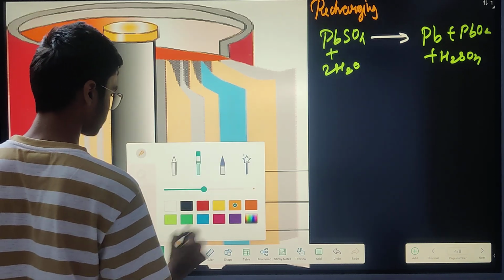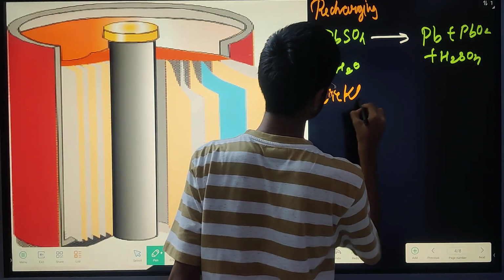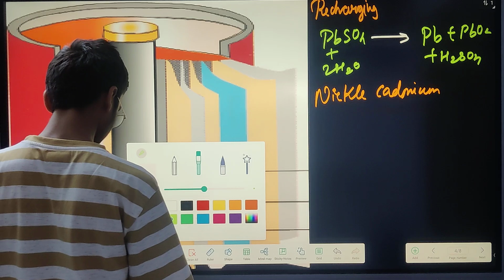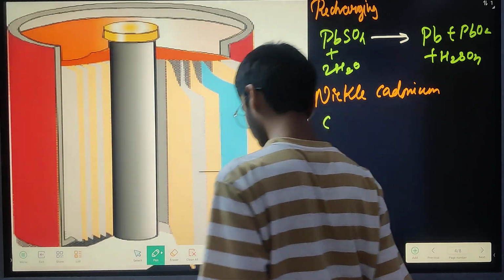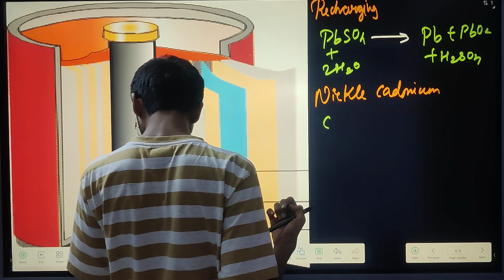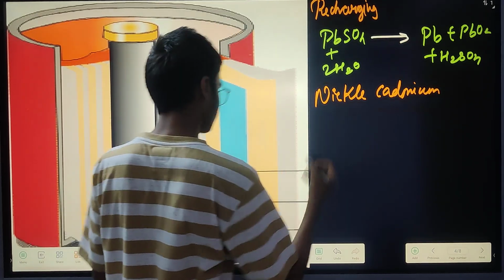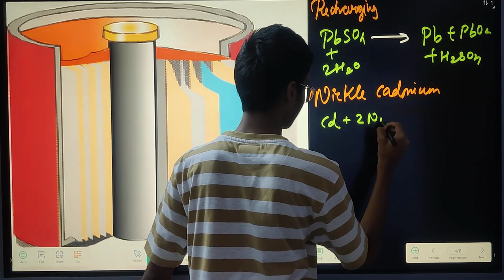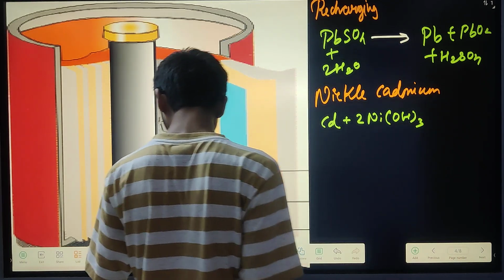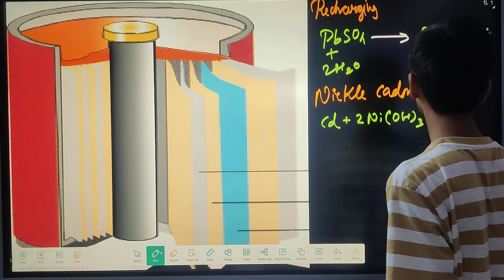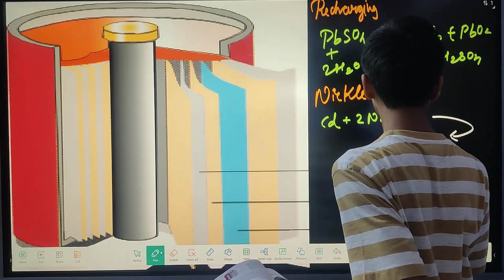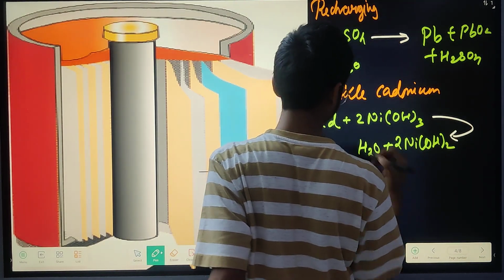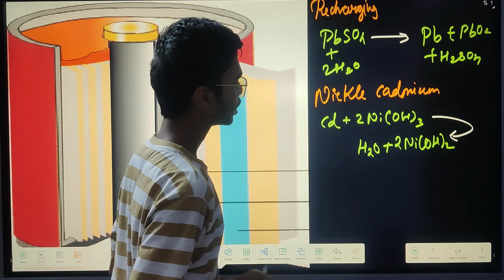Next is nickel cadmium. What is this nickel cadmium? See, only one reaction is there: Cd plus 2NiO(OH) plus 2H2O gives rise to Cd(OH)2 plus 2Ni(OH)2. I don't remember the exact compound name as they haven't given it.